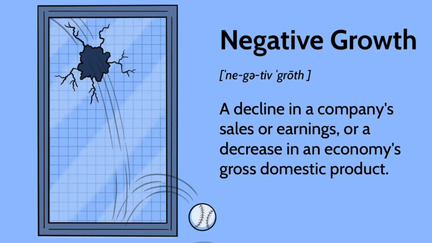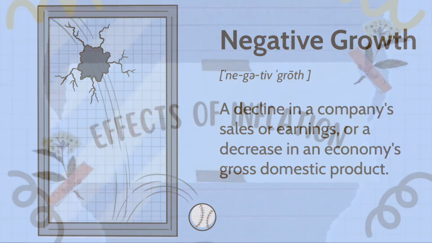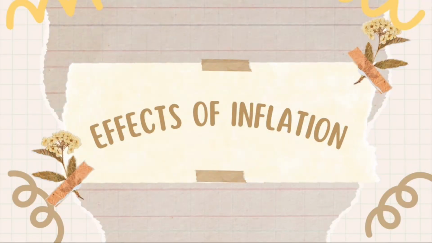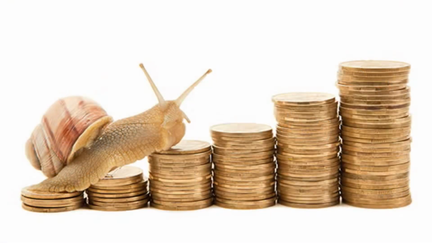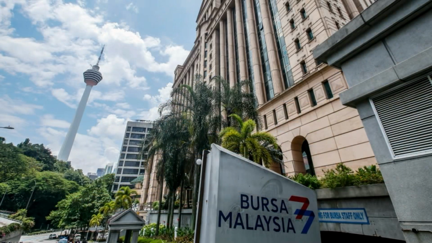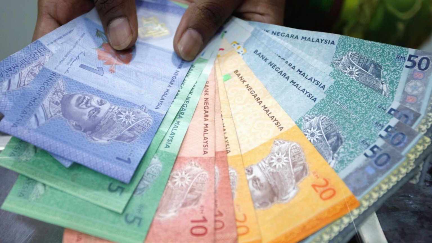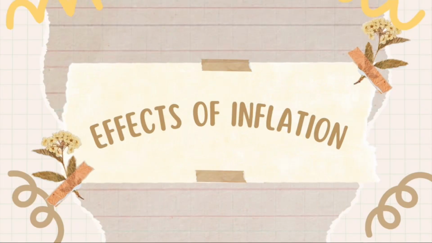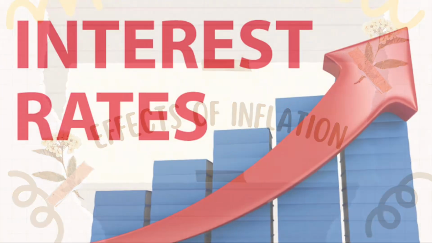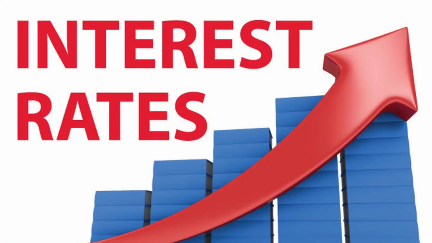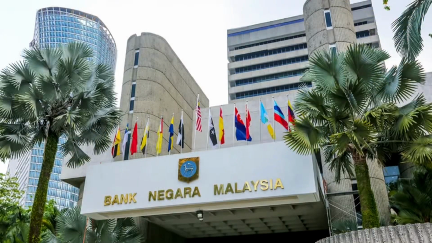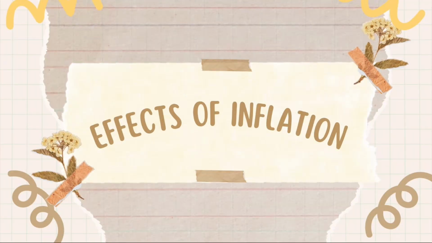And lastly, moving on to effects on the economy. First, decreased economic growth. High inflation can dampen consumer spending and business investment, leading to slower economic growth. Other than that, reduced foreign investment. If inflation leads to devaluation of the Malaysian ringgit, foreign investors may view the country as less attractive for investment. And lastly, increased interest rates. To combat inflation, Bank Negara Malaysia may raise interest rates. This can lead to higher borrowing costs for businesses and individuals, further dampening spending and investment.